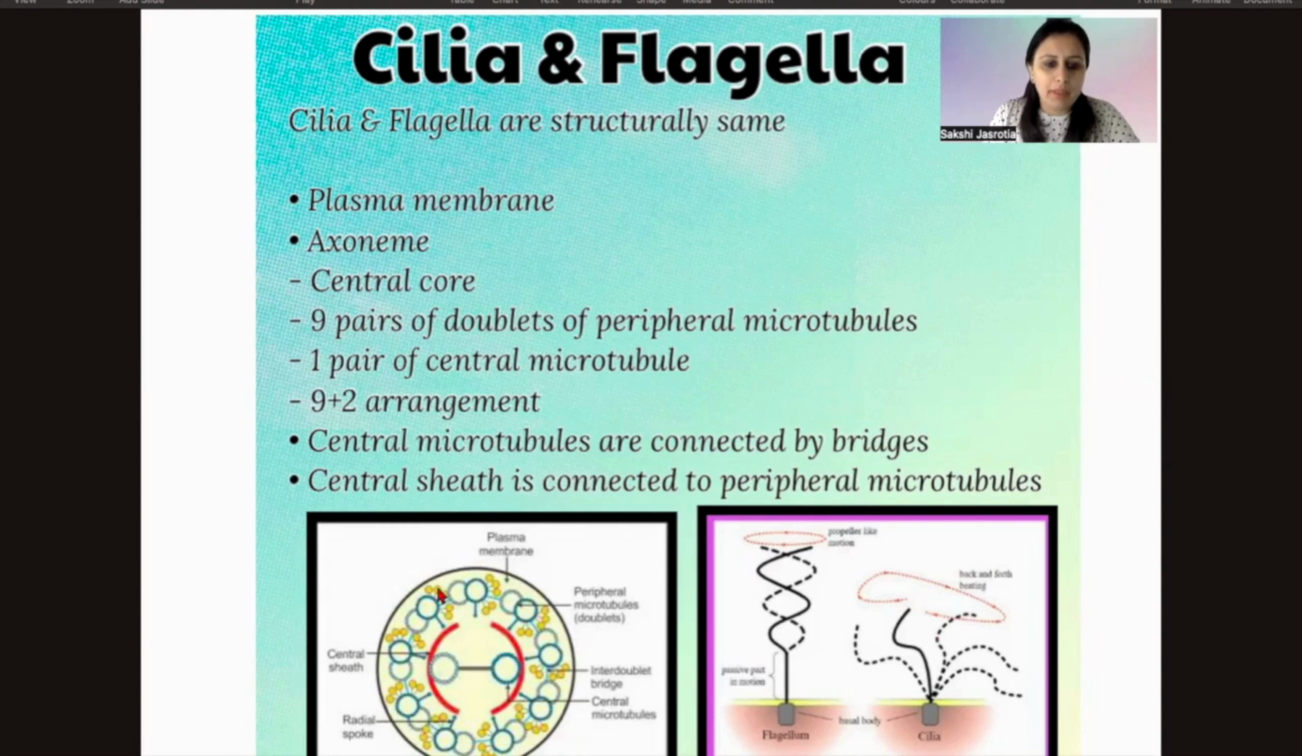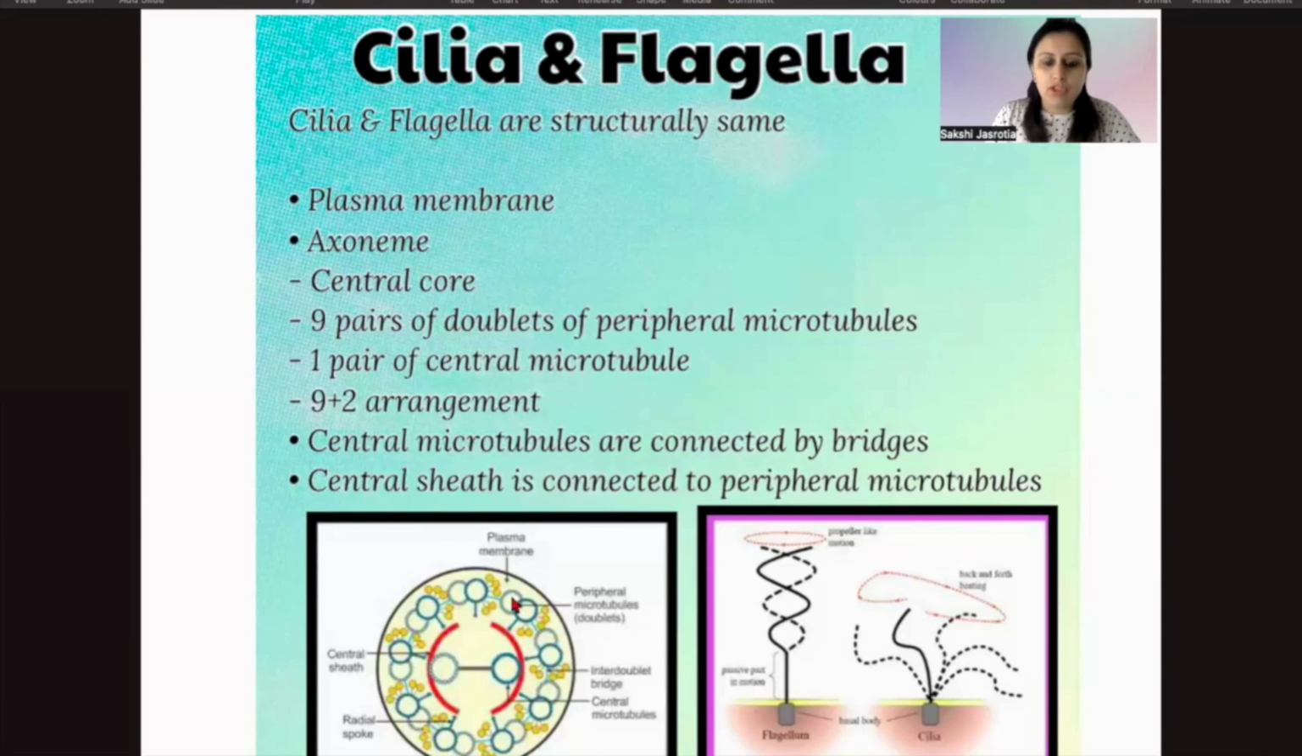The outer covering of this is called the plasma membrane, which you can see here in the diagram, this darker one. This is the plasma membrane. And anything which is inside that is the axoneme, right? Now, what the axoneme consists of is the central core. What you see inside the red, this is the central core. Here, nine pairs of doublets are present.